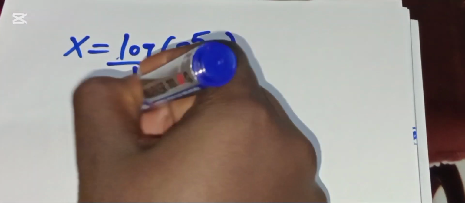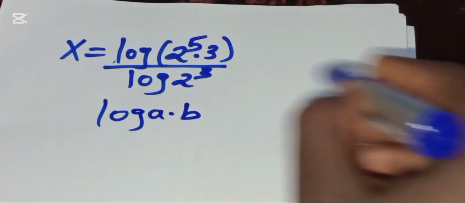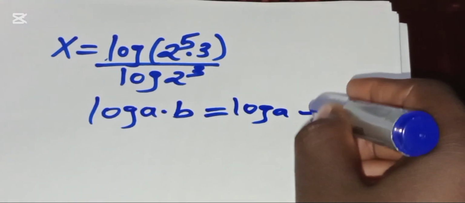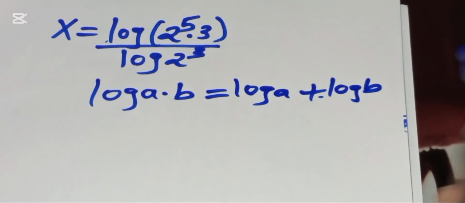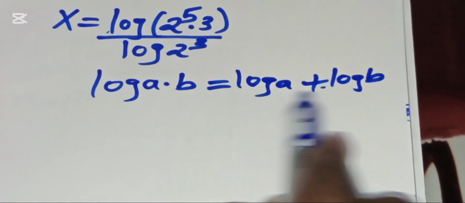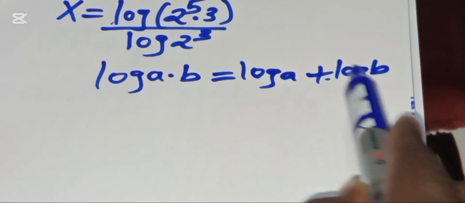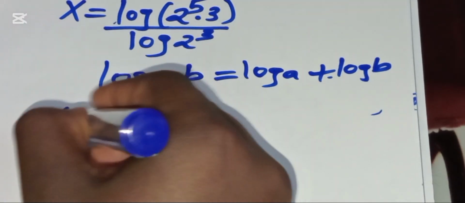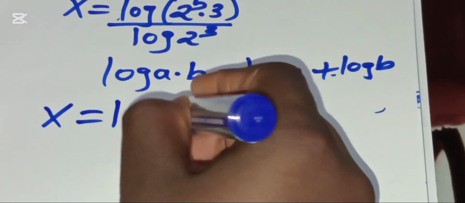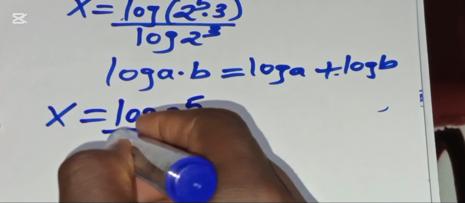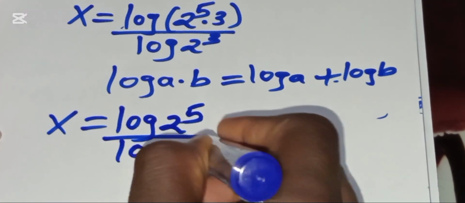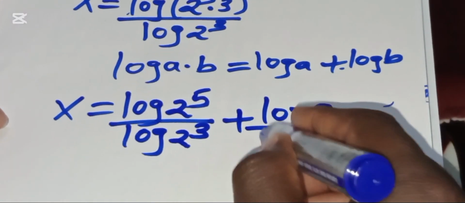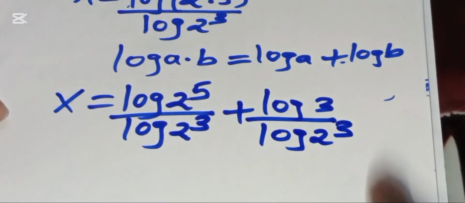This is in the form of log of a times b, which we can write as log a plus log b. So if you multiply a times b, we can write this as log a plus log b. We apply this property. So we have x is equal to log 2 raised to power 5 divided by log 2 raised to power 3, plus log 3 divided by log 2 raised to power 3.